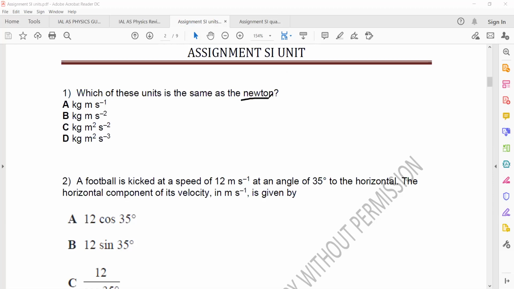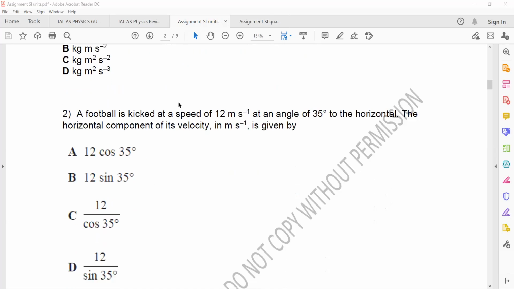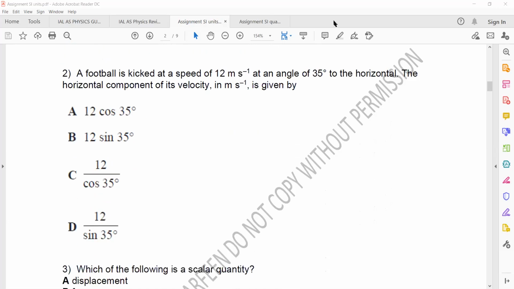So Newton, as we know, F is equal to ma. Everyone should participate, so it shows your understanding of the topic. So F is equal to ma, and mass is kilogram, acceleration is meter per second square, or we can say kilogram meter second minus 2. So B is the right answer. The reason I'm solving these questions is so that you understand the topic we discussed today.